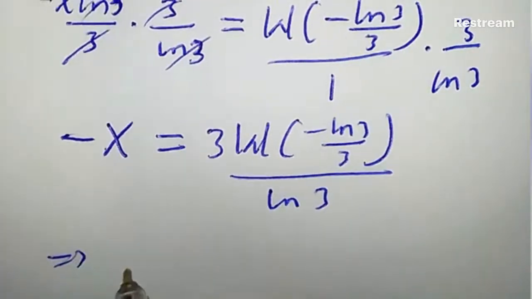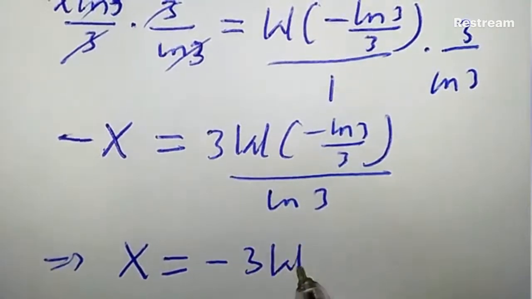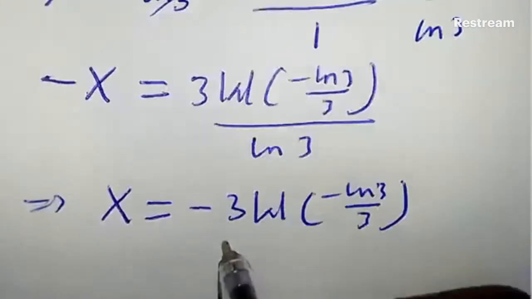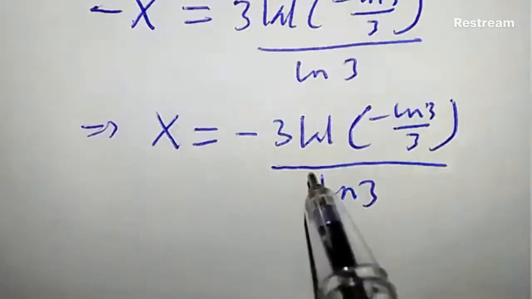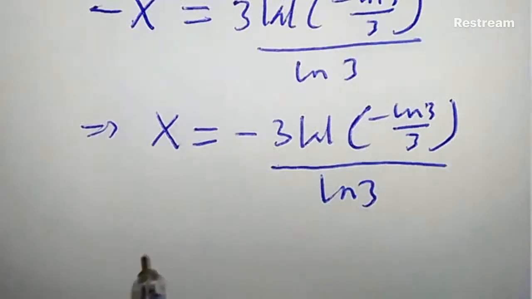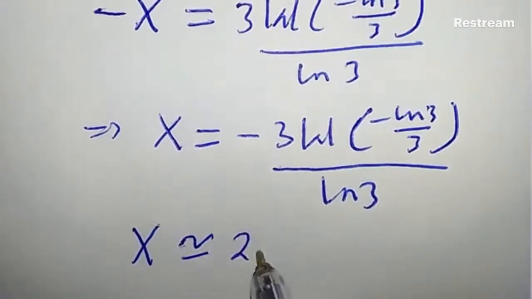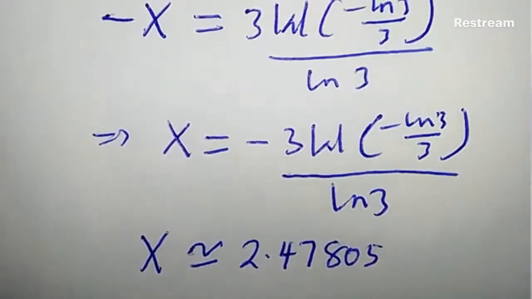This implies that x is equal to negative 3 times W of negative ln 3 over 3, all over ln 3. If you plug this into Wolfram Alpha, you will obtain the value of x to be approximately 2.47805. So this is the required value of x for this interesting exponential equation. That's it.